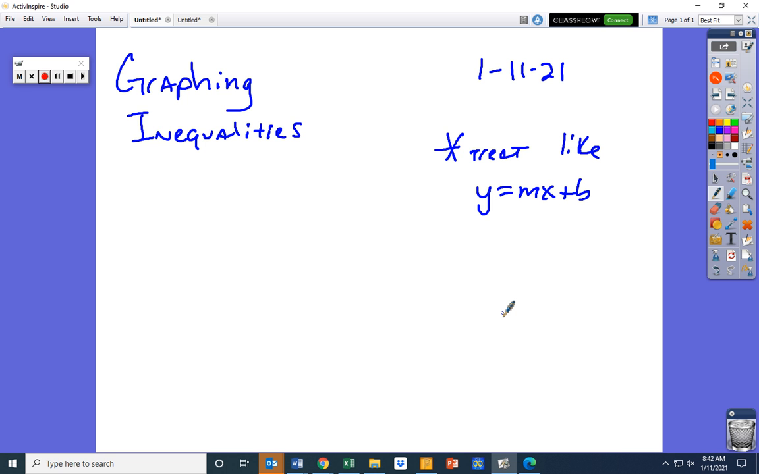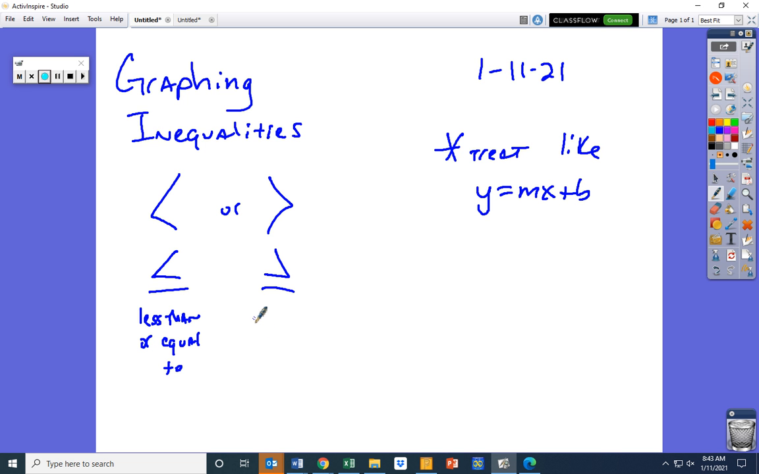You're not going to come up with an exact solution, okay? You're going to come up with some answers that might be a solution. Does that make sense? So when you have an inequality, first of all, you're going to have this or this, okay? Less than or greater than. How many have ever seen this? What does that mean? That means less than or equal to. This means less than or equal to. So what would this mean? Greater than or equal to, right?